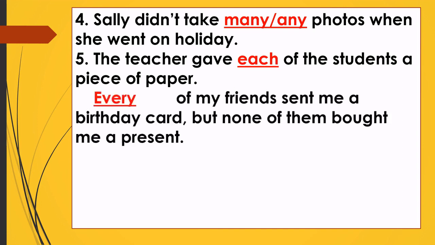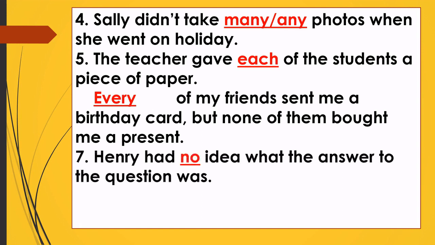Number 6, dash one of my friends sent me a birthday card, but none of them bought me a present. Every is used here and it refers individually to all the members of a complete group. Number 7, Henry had dash idea what the answer to the question was. So here no is used in a positive sentence, but it shows a negative reply. It means zero.